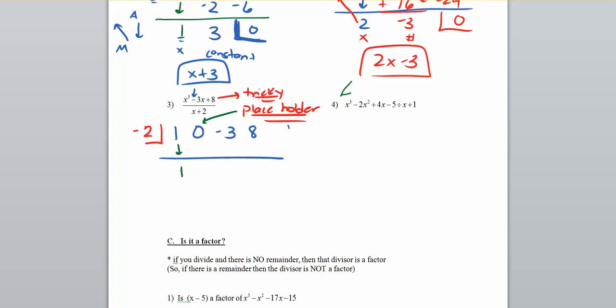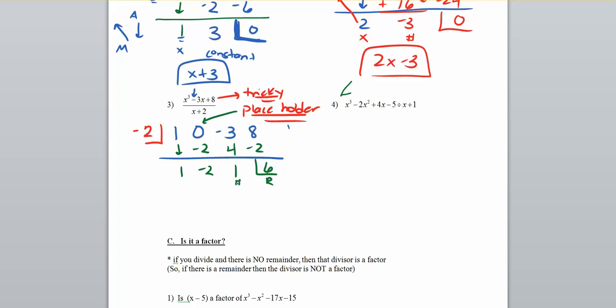Bring down the 1, multiply the bottom number by what the 0 is. So 1 times negative 2 is negative 2, and then add going vertically. I'm going to multiply negative 2 times negative 2 to get 4. I'm going to add negative 3 plus 4 and get 1. Multiply again going diagonally. 1 times negative 2 is negative 2. And then I have 6. So now I have a remainder.